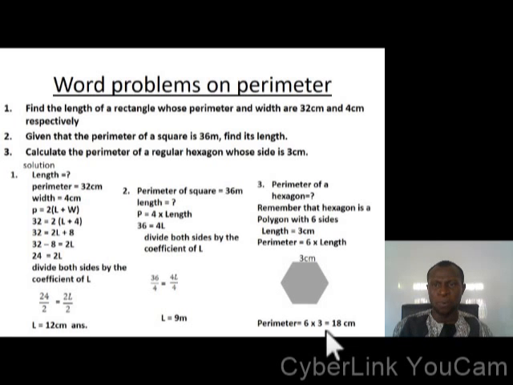Now we move to word problems. Word problems on perimeter. Number 1, find the length of a rectangle.